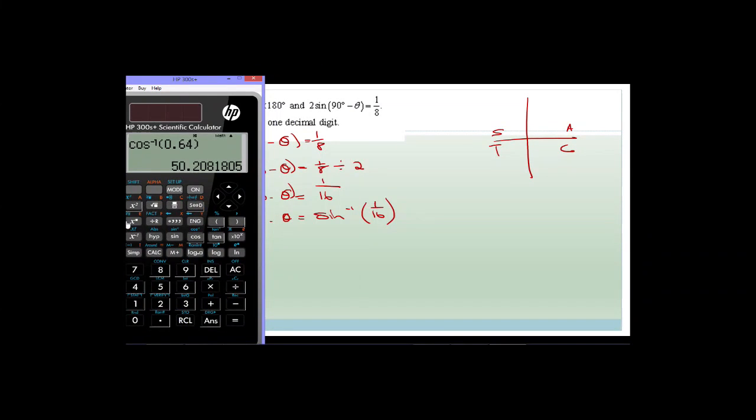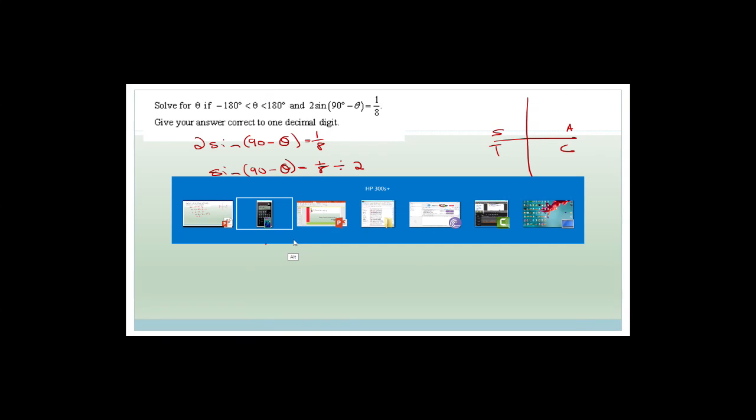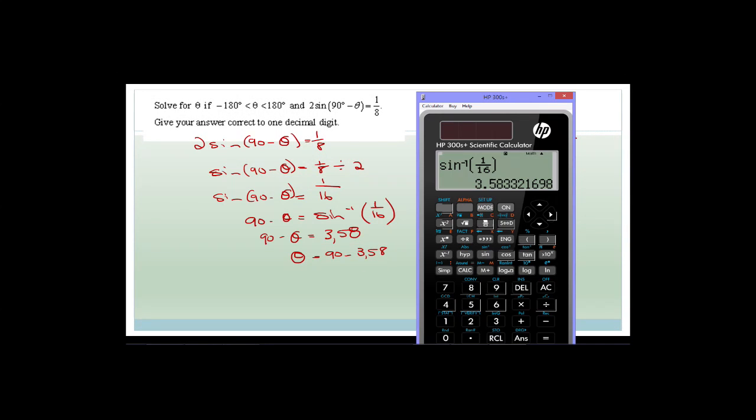So we've got shift sine, fraction 1 divided by 16, move it over, close bracket, equals 3.58. So that's 3.58. So I've got 90 minus theta is equal to 3.58. Therefore, do you agree that theta is equal to 90 minus 3.58? Which is going to be what? So it's going to be 90 minus 3.58, and that is going to give you 86.42.